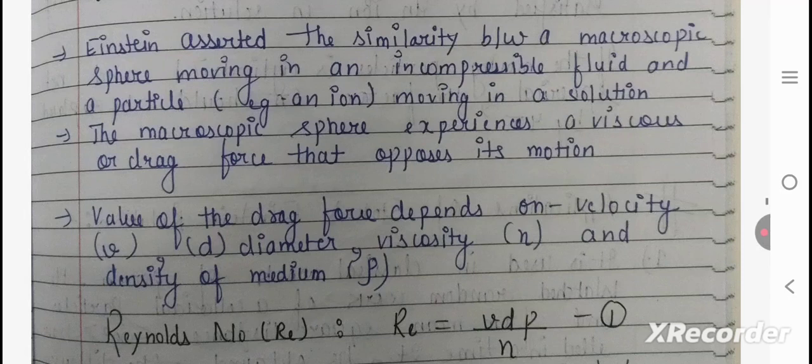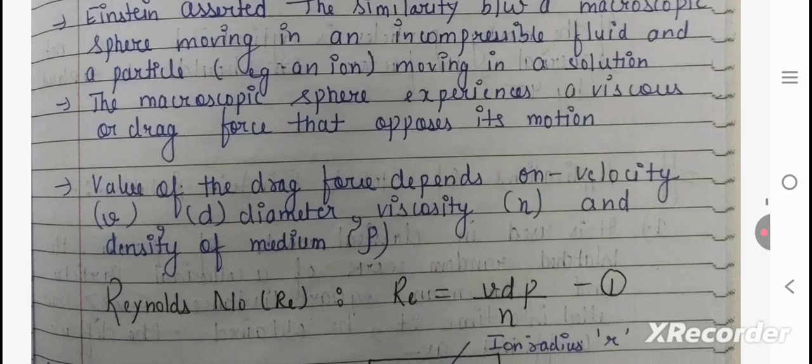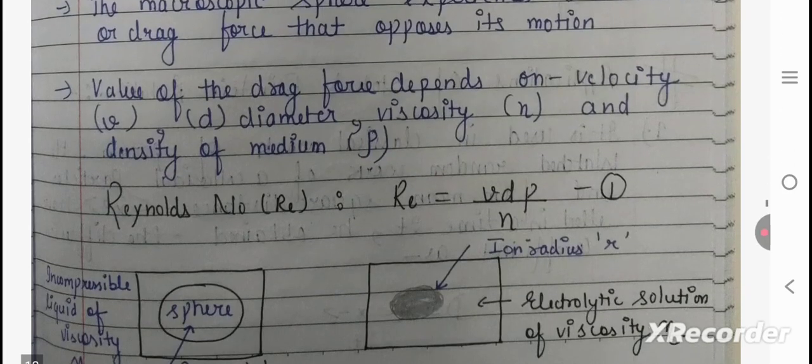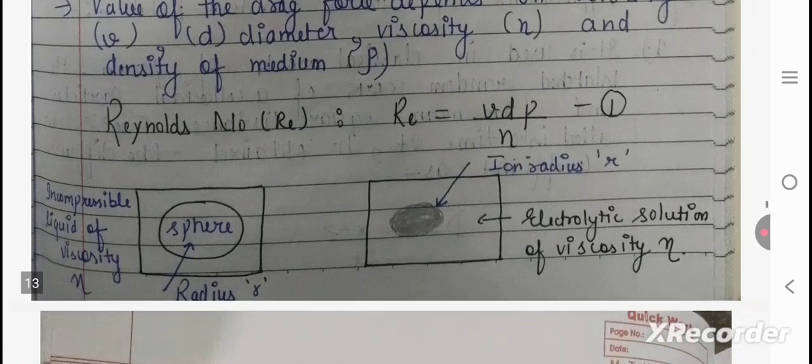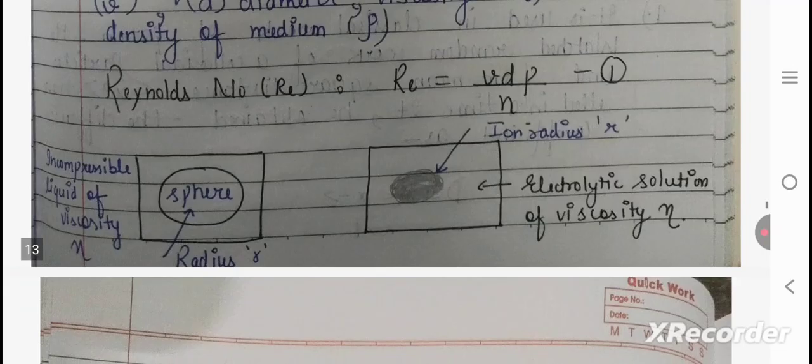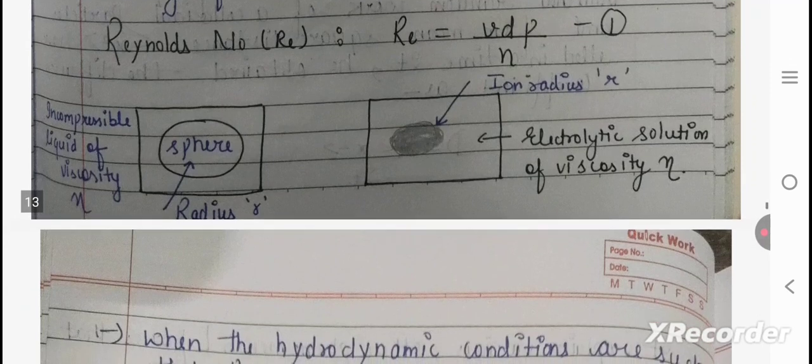Einstein asserted the similarity between a macroscopic sphere moving in an incompressible fluid and a particle, for example an ion, moving in a solution. The macroscopic sphere experiences a viscous or drag force that opposes its motion. The value of the drag force depends on velocity v, diameter d, viscosity eta, and density of the medium. Reynolds number Re is equal to v d rho by eta. This is equation number 1.